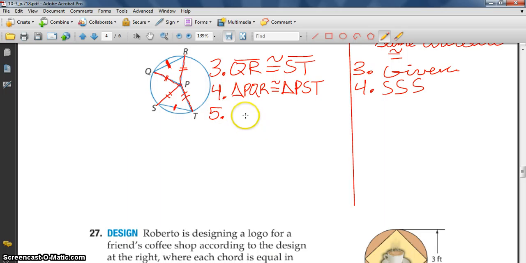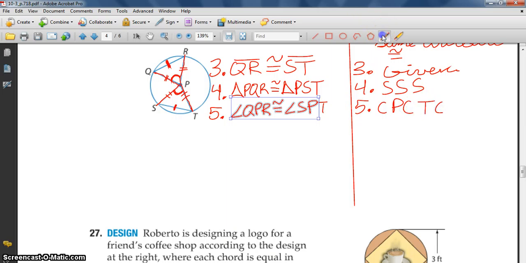Next, what are we going to say? Well, if we have two congruent triangles, then their corresponding parts will be congruent. So I can say that this angle is congruent to this angle because those two angles correspond between these two triangles. So angle QPR and angle SPT are congruent. And that's by CPCTC. Corresponding parts of congruent triangles are congruent.